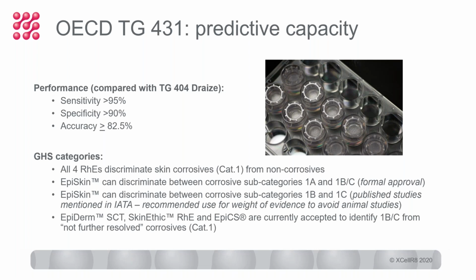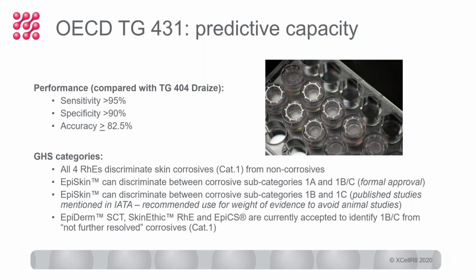Now note that doesn't mean that it can tell 1B from 1C. It can only subcategorize whether it's 1A versus 1B or C, and it has formal approval in the test guideline and the IATA for that process. Now, EpiSkin can also discriminate between 1B and C, but doesn't have formal approval.